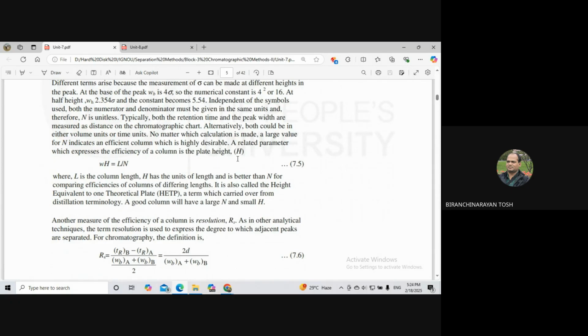So again, if you give the plate height h, then h equals L by n, where L is the column length. h has the unit of length and is better than n for comparing the efficiency of columns of differing lengths. It is also called height equivalent to one theoretical plate, HETP, a term which is generally carried over from distillation terminology. A good column will have a large plate number and a small plate height for the column length.